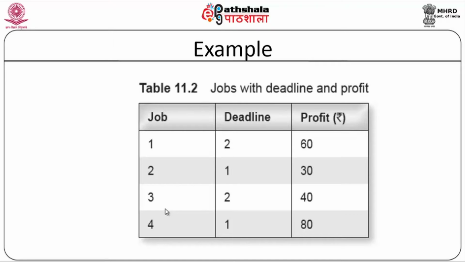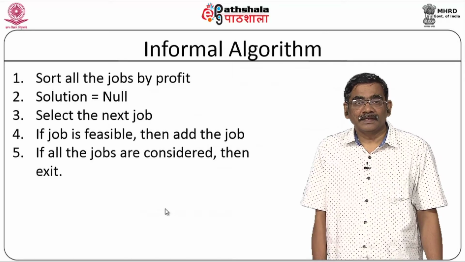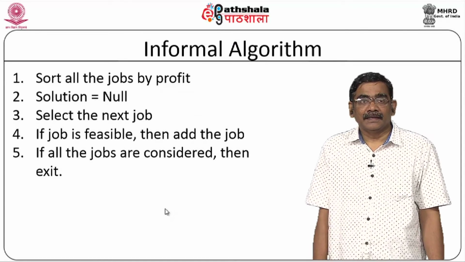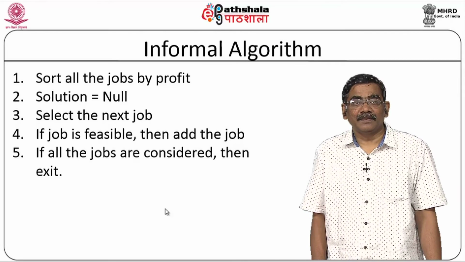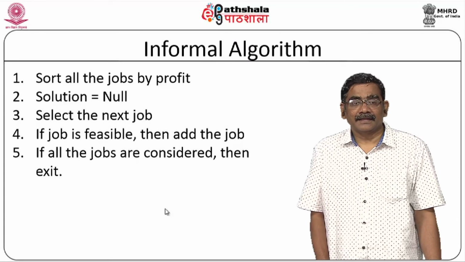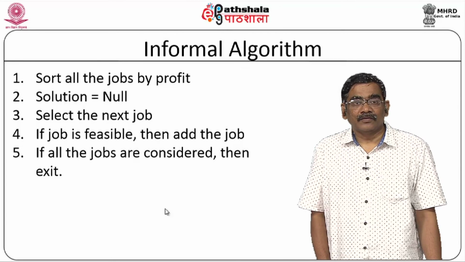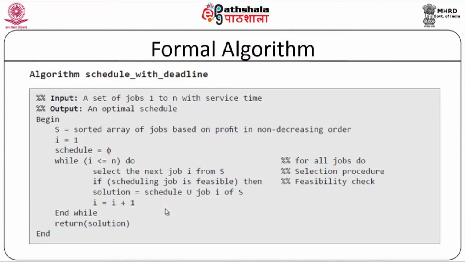and you can come to a conclusion that we have to sort the jobs based on the profit as well as the deadline. So, this is the informal algorithm: sort all the jobs, then check the deadline as part of the feasibility. If that is the case, then you try to schedule that. So, if all the jobs are considered, then try to exit. This is the formal algorithm.